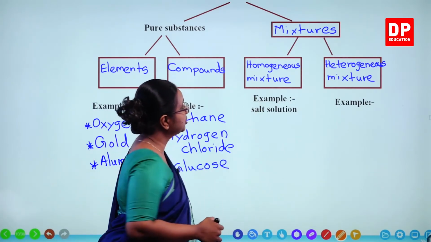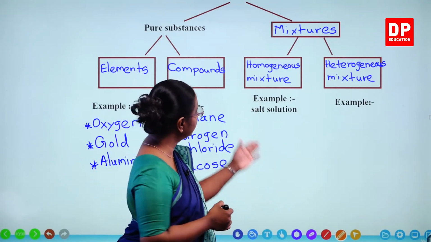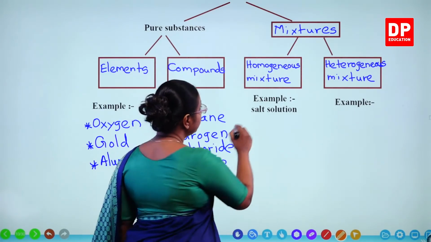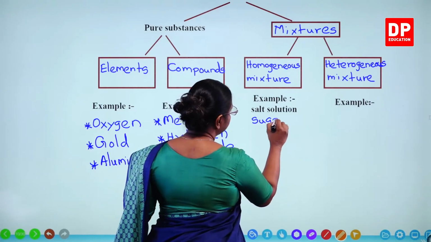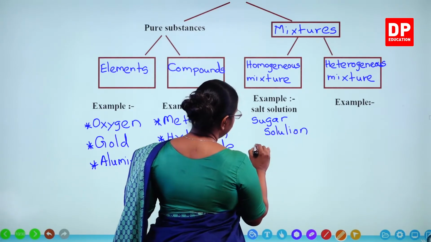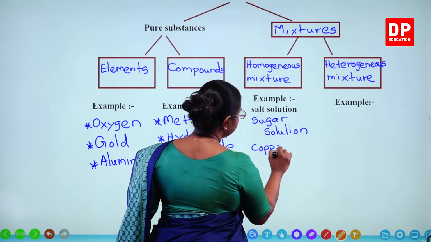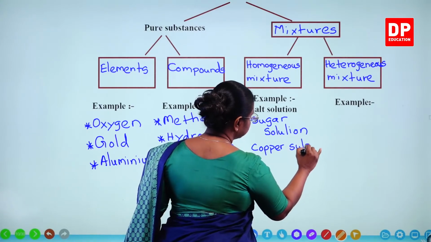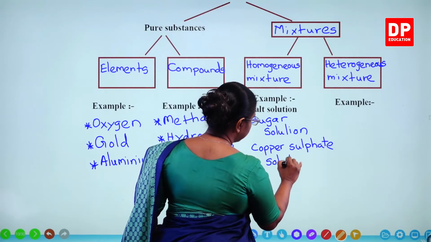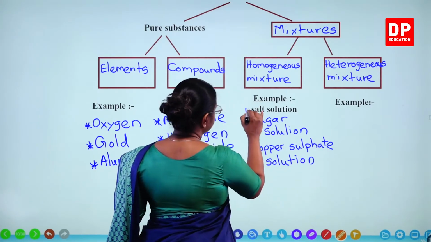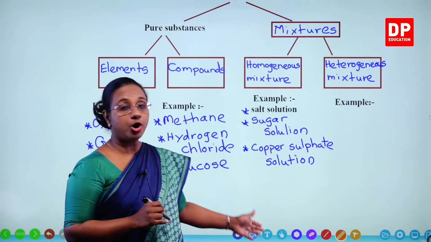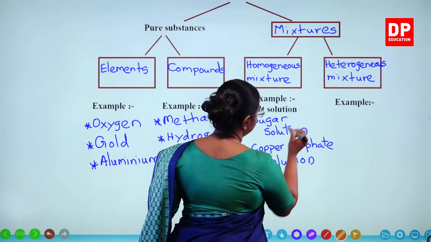And here for homogeneous mixture, there is one example given to you, salt solution. Like that, you can take the example sugar solution. So here you can have sugar solution. Even copper sulfate solution. All these are homogeneous mixtures. So salt solution, sugar solution and copper sulfate solution, they are all homogeneous mixture solution.